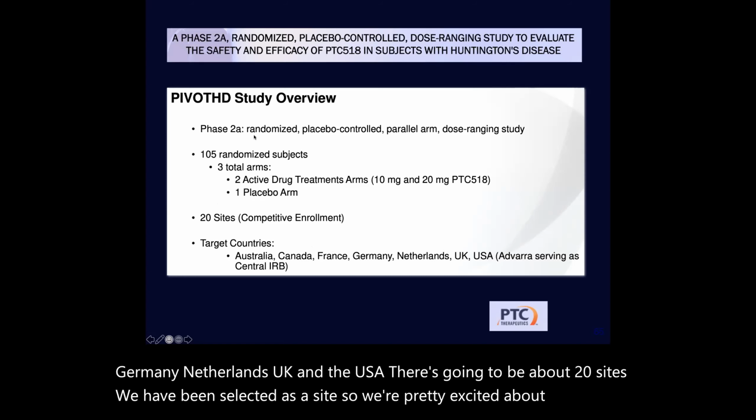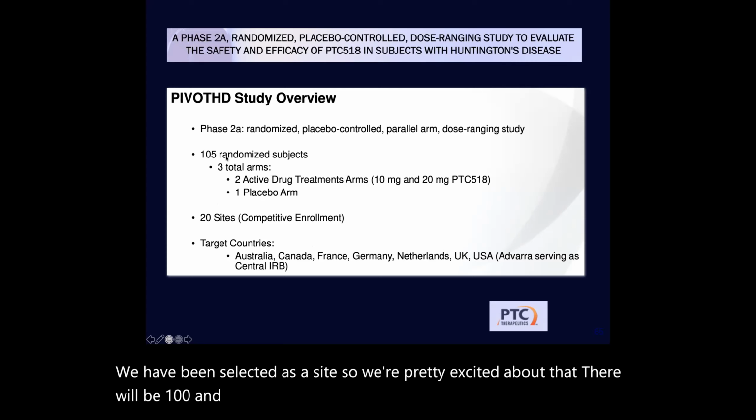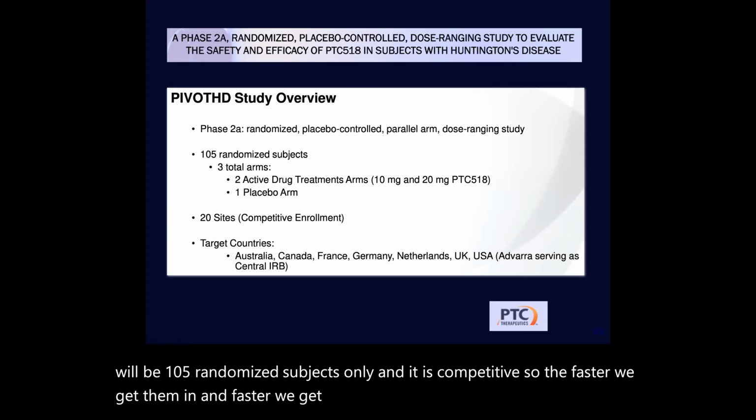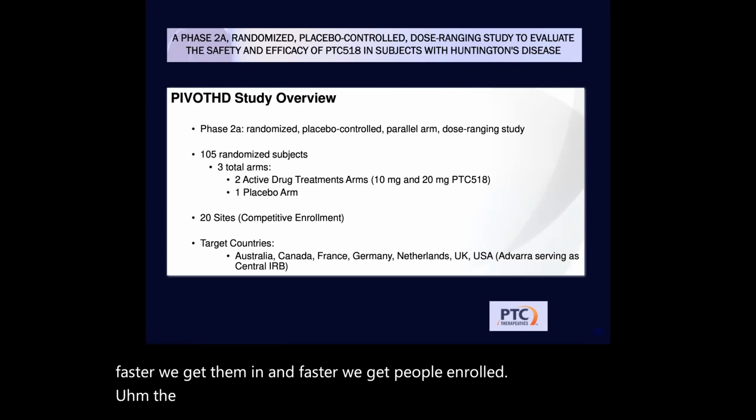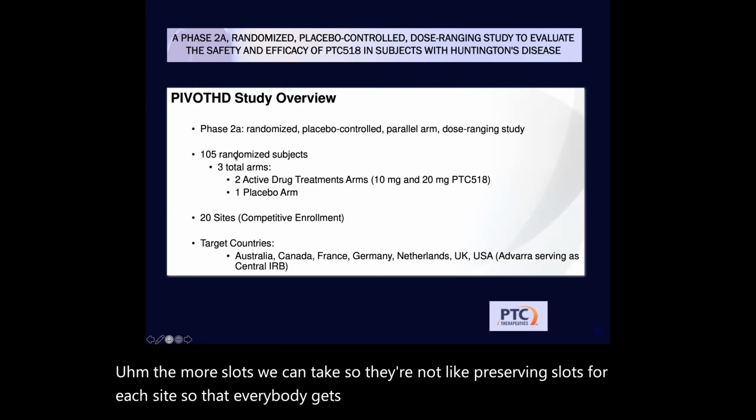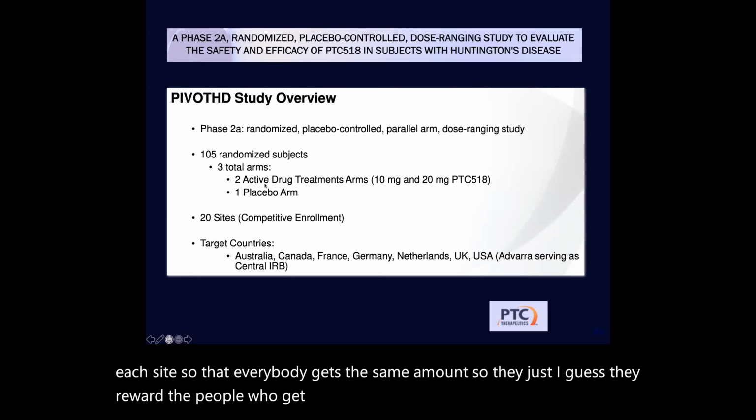There will be 105 randomized subjects only, and it is competitive. So the faster we get them in and faster we get people enrolled, the more slots we can take. So they're not preserving slots for each site so that everybody gets the same amount. I guess they reward the people who get more patients in.